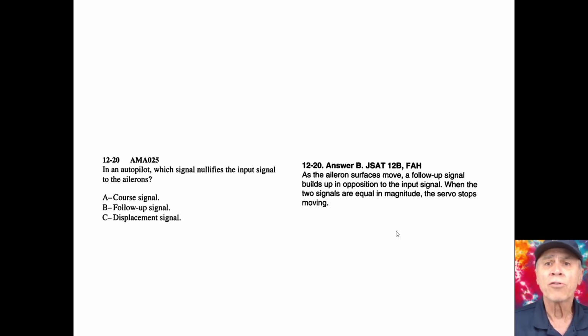And it basically works up as an offsetting type signal. And when the two signals are equal in magnitude, the servo basically stops moving. If you care about the actual mechanics of that, yeah. Okay, you start with an input signal. What would be the next one? It would probably be a follow-up signal.